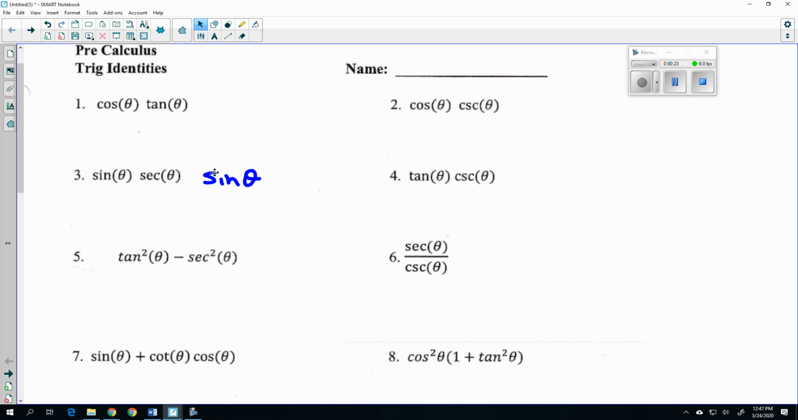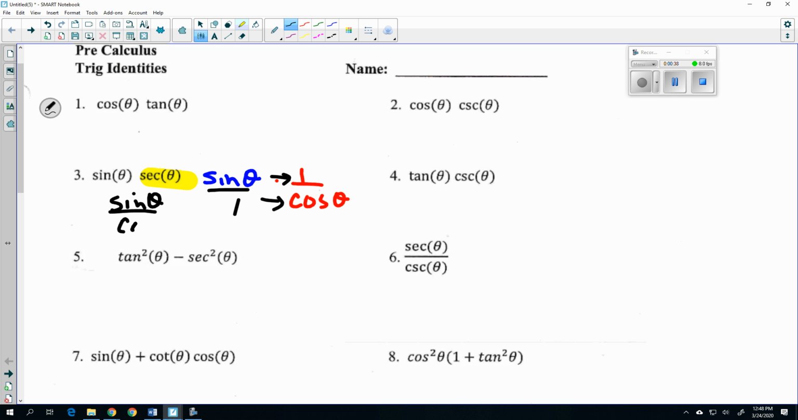But I'm thinking about this idea of secant, and I realize that secant's really 1 over cosine theta. So if I multiply two fractions together, remember there's a 1 here, and you typically go straight across. So I'm going to get sine theta over cosine theta, which is just tangent theta. Tangent theta is much simpler than that, so then we turn it into tan theta. So the next 3 above that, 1, 2, and 4, pretty much the same. Let's go ahead and look at number 5.